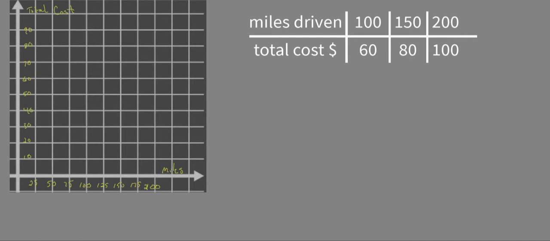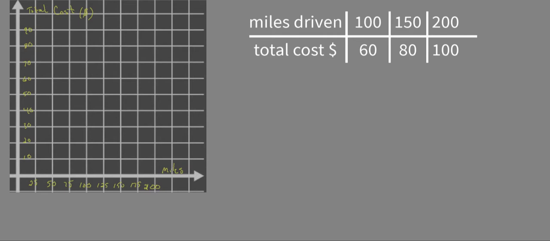And with total cost, we're ranging from $60 to $100. I'll go ahead and put units up here of dollars. So I made the scale for each tick mark to represent $10, and that way we can go from 10 all the way up to 100, encompassing all of those costs.